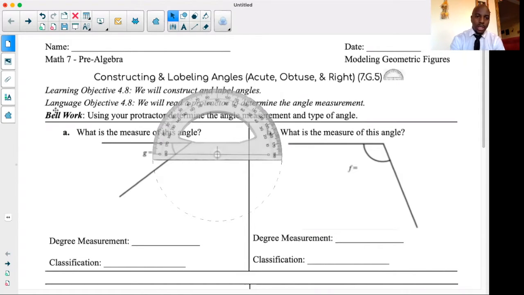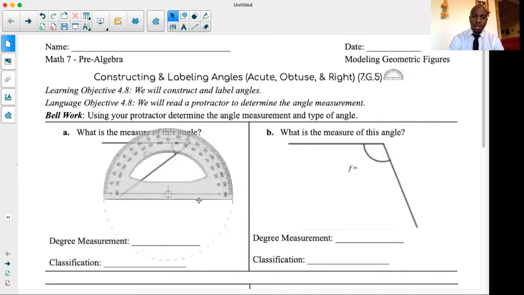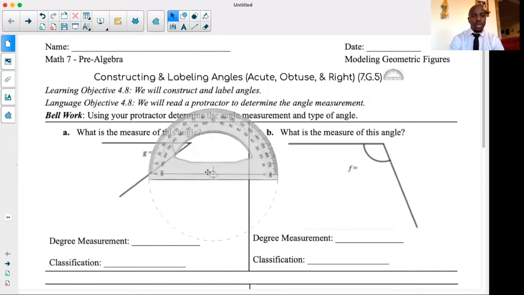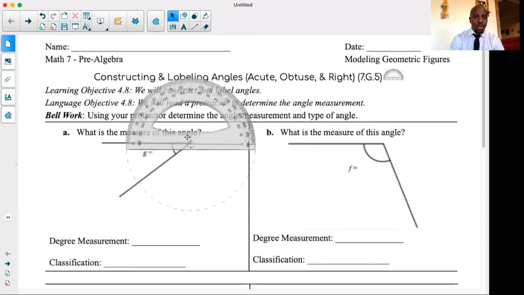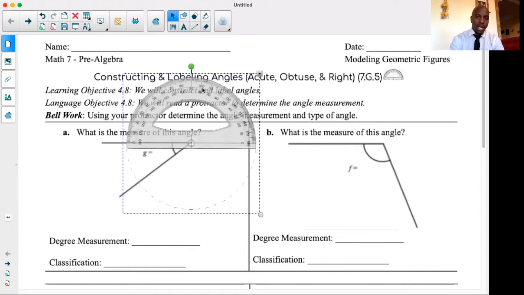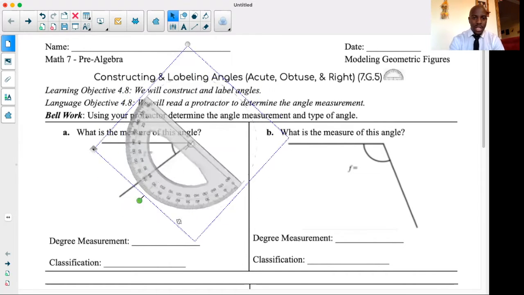So what I want us to do is this. What is the measure of this angle? We need to use our protractor. As you can see, I have my protractor right here, right? And I'm going to use it to measure this angle. I believe I told you guys when you measure an angle, you want to put the center of the protractor at the vertex, at the turning point of the angle.